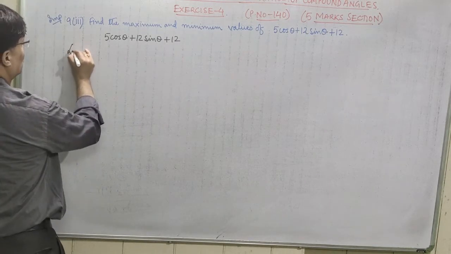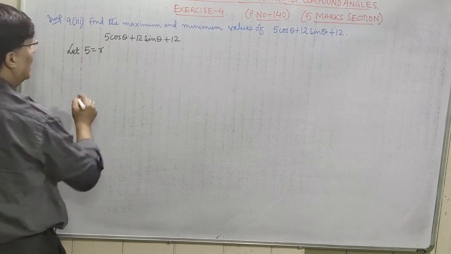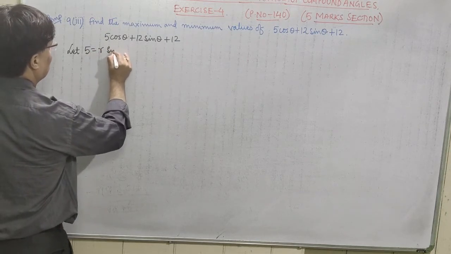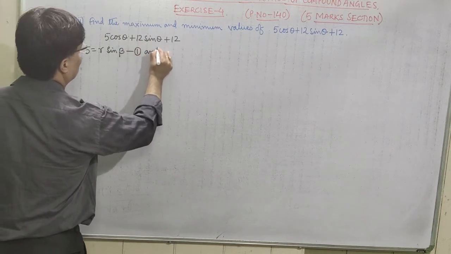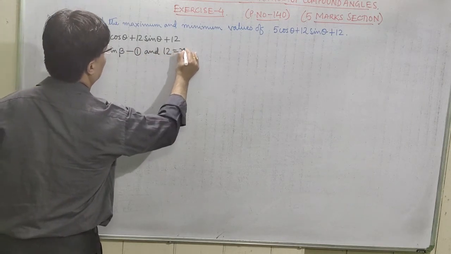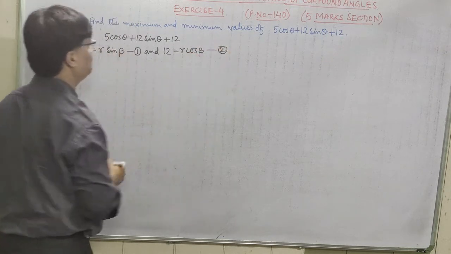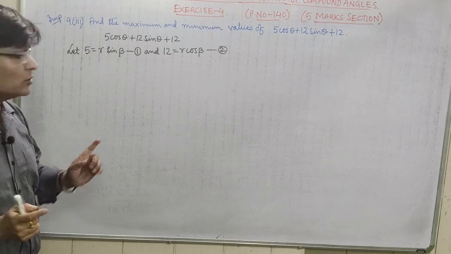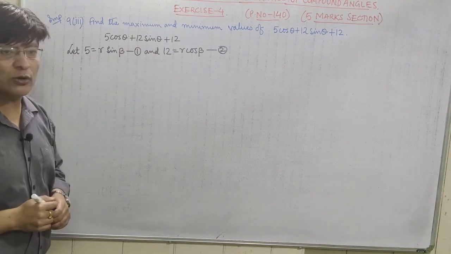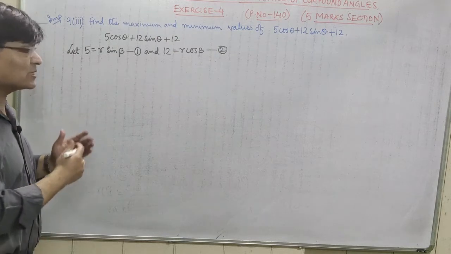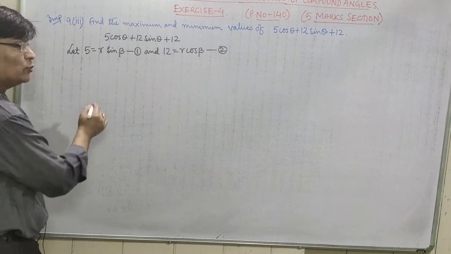So let us assume, let 5 is equal to r sine beta, that is number 1, and 12 is equal to r cos beta, that is number 2. Understood? Let 5 is equal to r sine beta and 12 is equal to r cos beta. So let us get the value for r from here, eliminating beta. So what do we do here?